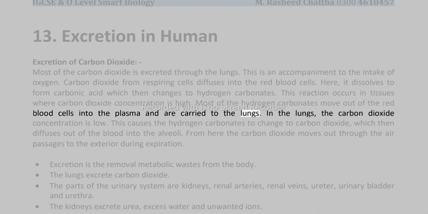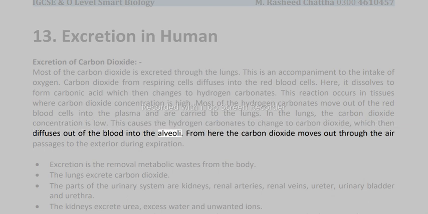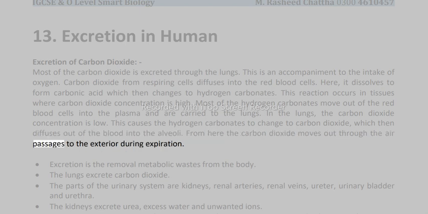lungs. In the lungs, the carbon dioxide concentration is low. This causes the hydrogen carbonates to change to carbon dioxide, which then diffuses out of the blood into the alveoli. From here, the carbon dioxide moves out through the air passages to the exterior during expiration.